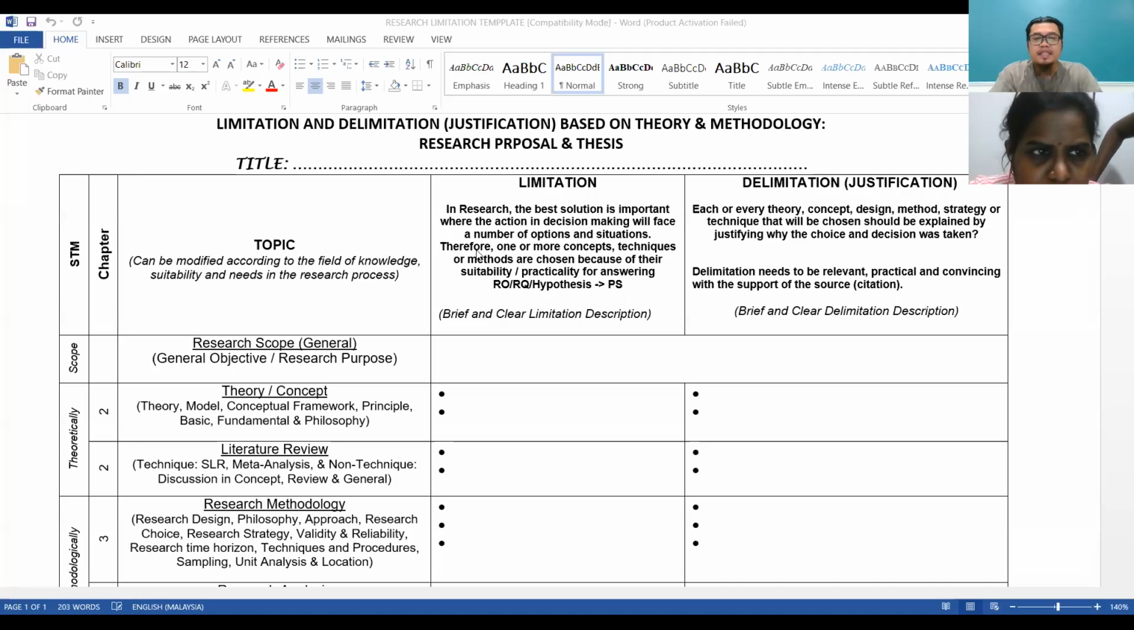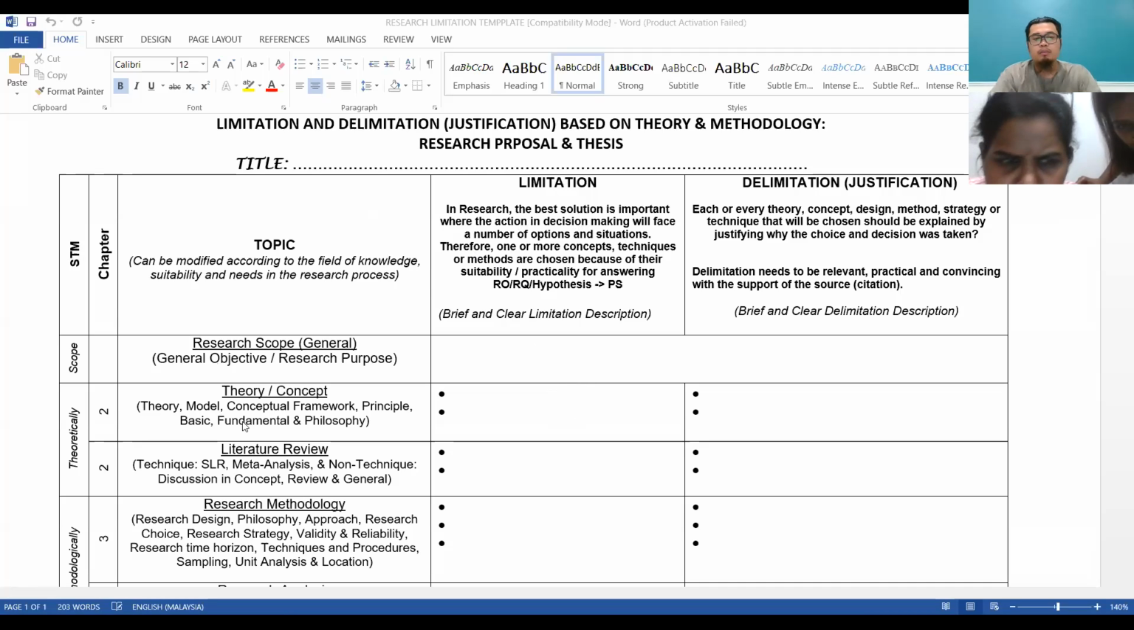and then indirectly will answer your problem statement also. That's why your limitation should be a brief and clear description. In research, we cannot do many things, so that's why we have limitations. Limitation in what? Limitation in the theory. Sometimes in research you just use a single theory or a few theories. We call that a limitation, because we cannot use many theories. So that's why we have limitations.